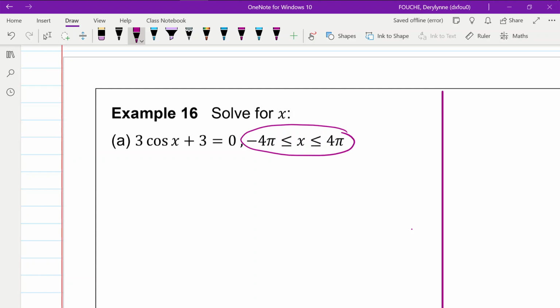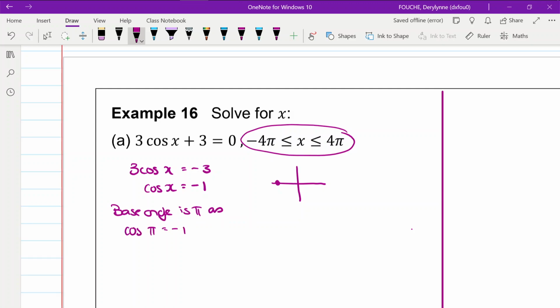So I'm first going to rearrange this so it becomes cos of x is equal to something. So I have 3 cos of x is equal to negative 3. Take the 3 over, so I have cos of x is equal to negative 1. Now the only place that cos is equal to negative 1 is at pi itself. So my base angle is pi as cos of pi is equal to negative 1.